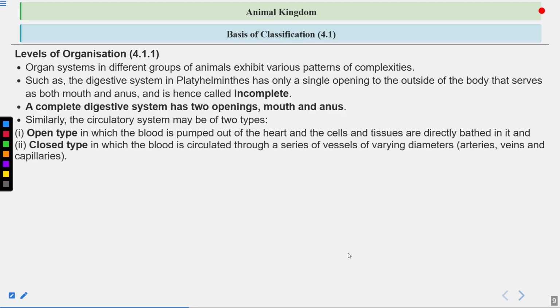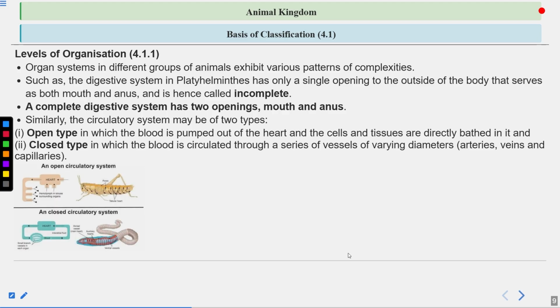Now the next type of circulatory system is the closed type. Blood is circulated through a series of vessels, meaning the blood is not directly poured over the cells or the tissue. It is transported via vessels, and we have vessels of different diameters, the broader ones being the arteries, then veins, and then capillaries. So the blood is circulating in a channel. It is not poured directly over the cells or the tissues.